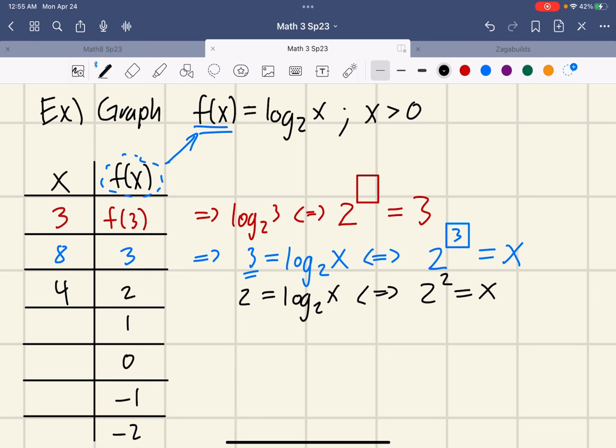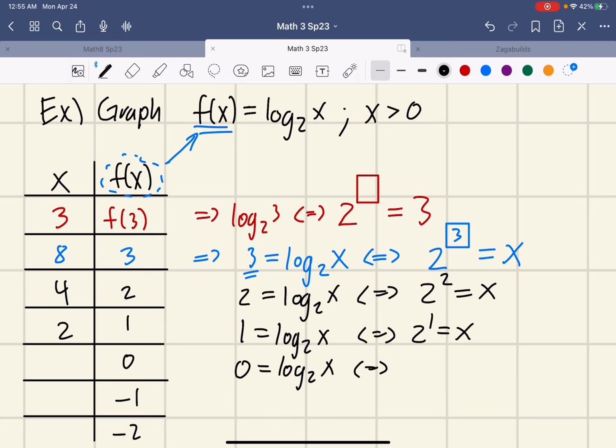And then I can keep doing this. 1 is equal to log base 2 of x. That's going to be 2 to the power of 1, which is equal to 2. 0, once again, I rewrite base 2 to the power of 0 is equal to x. Anything to the power of 0 gives me 1.